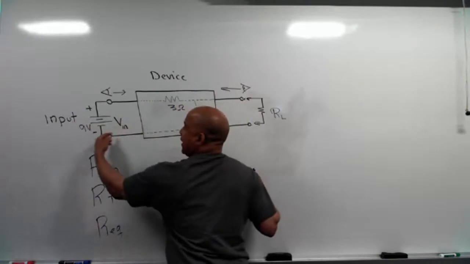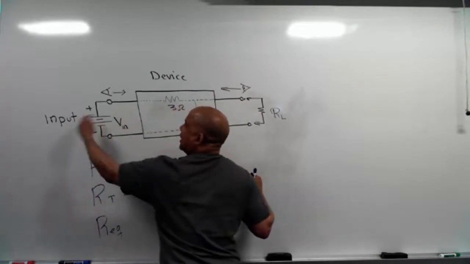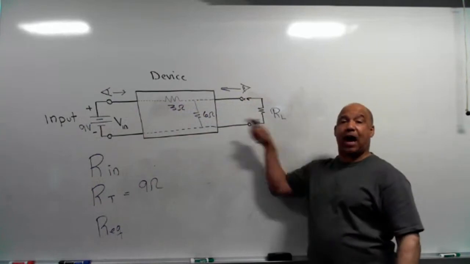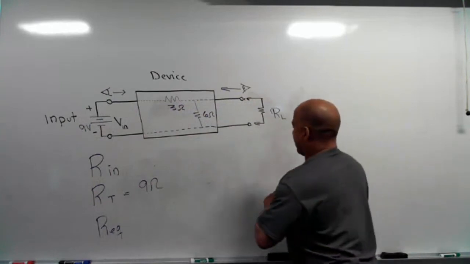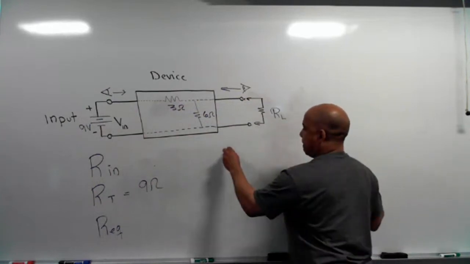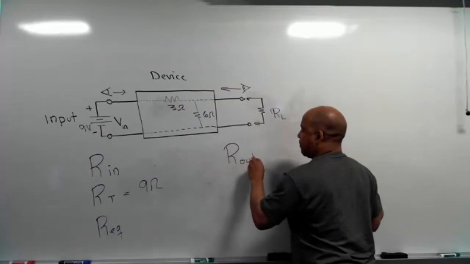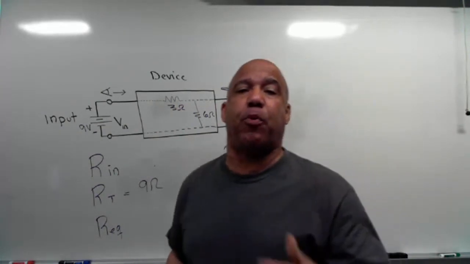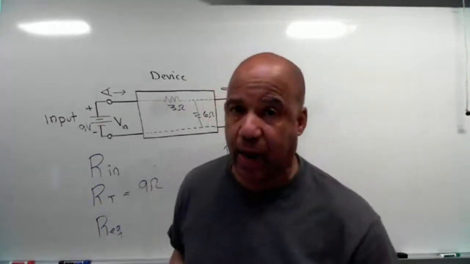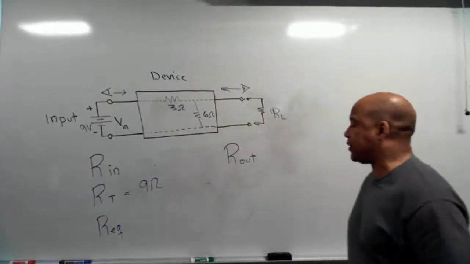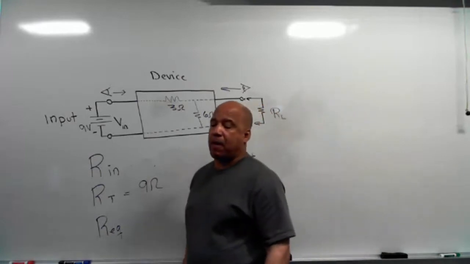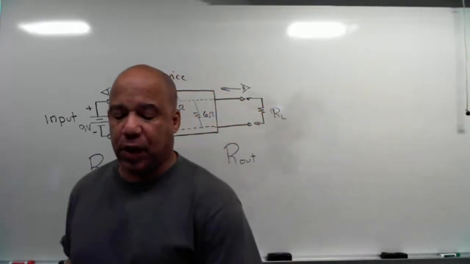This is the input. And if I call the resistance looking into the input the input resistance, guess what I call the resistance looking into the output? What do you think I call that? The output resistance. The output resistance is the resistance from the point of view of the load. Write that down. The output resistance is the resistance from the point of view of the load.